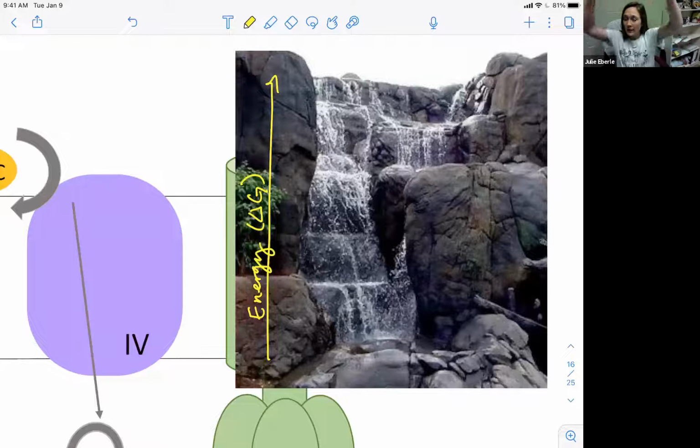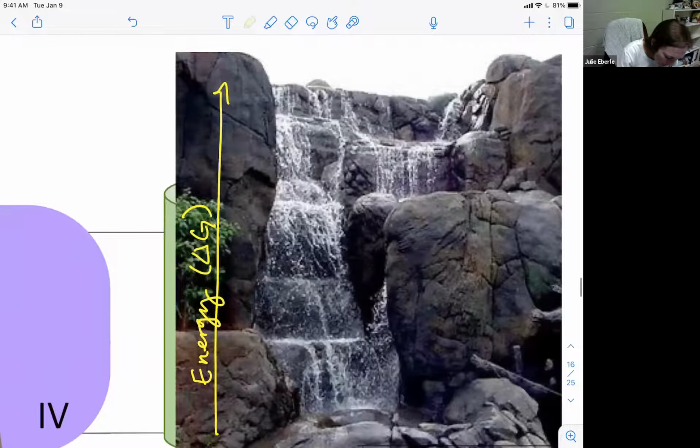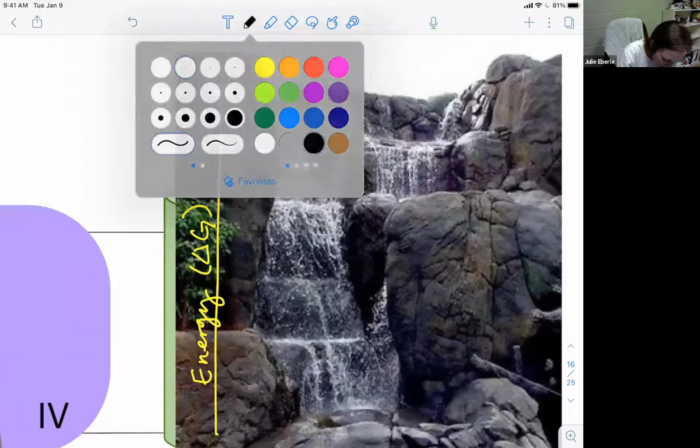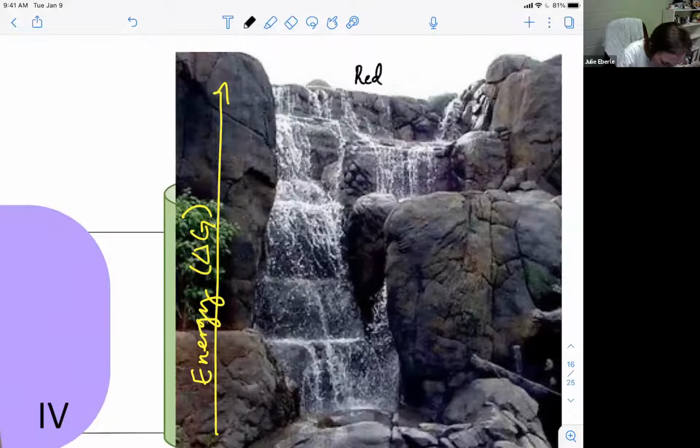Water at the very, very top, water held up, okay, there's a gravitational pull on it, has a lot of potential energy. It's like water stored behind a dam. We talked about the hydroelectric dam yesterday. It's a lot of stored energy. So that would be up at the very, very top. I'll write in black first, but that's going to be our reduced coenzymes. They have the highest amount of energy. They're the highest energy carriers.